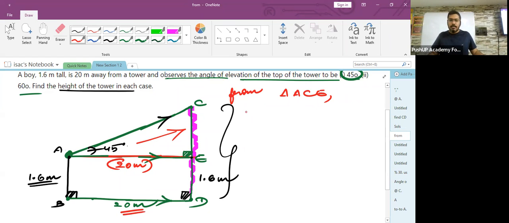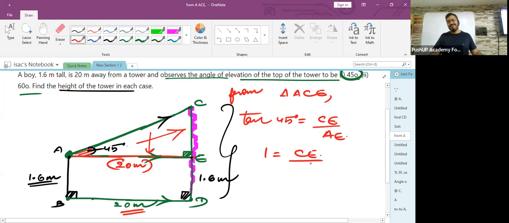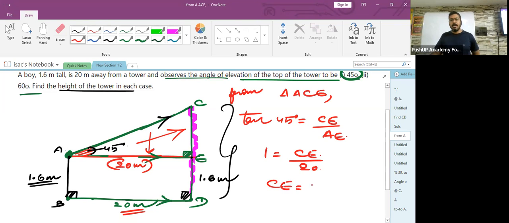Okay. So now, children, with reference to 45 degrees, the opposite side is CE and the adjacent side is AE. So tan 45 degrees will be equal to opposite CE upon adjacent AE. Tan 45 is how much? 1. So 1 equals CE upon 20. So CE is equal to 1 into 20, which is equal to 20 meters. You got the value of CE, which is 20.